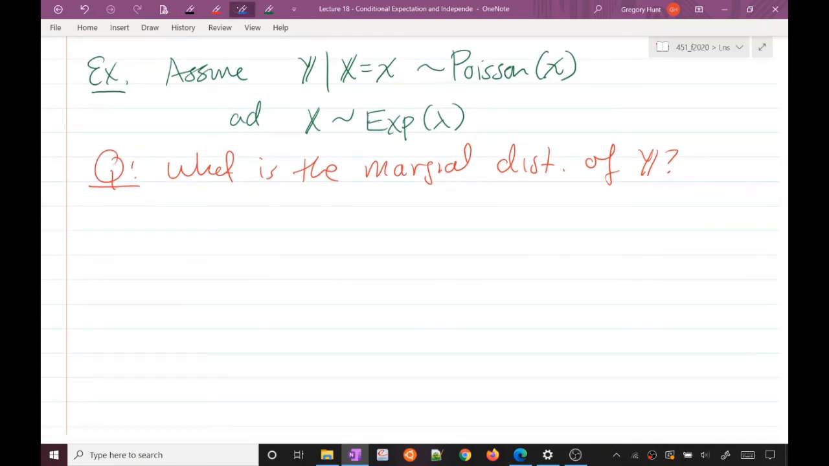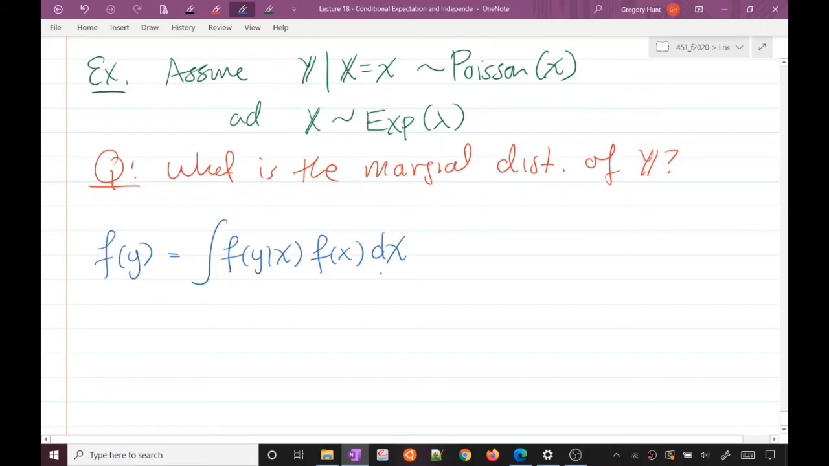And we can use our theorem where we can say the marginal of y is the integral of f of y given x times f of x dx. Notice we have all of that. So this is the integral. And f of y given x is a Poisson with parameter x. So instead of lambda to the y, it's going to be x to the y, e to the negative x over y factorial. Normally we'd have lambda to the y, e to the negative lambda over y factorial, but our lambda in this case is x.